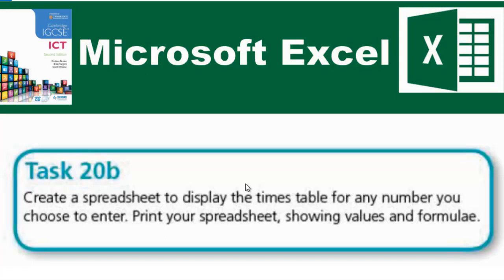In this video, we're going to be looking at task 20B. The question says, create a spreadsheet to display the times table for any number you choose to enter. Print your spreadsheet showing values and formulae. The highlight of this question will be to print the spreadsheet showing values and formulae. But in addition, I'm going to show you how to use relative and absolute cell referencing. So we'll move on.